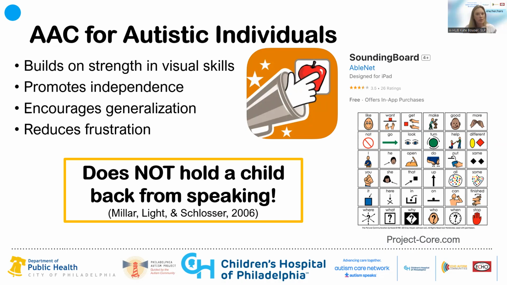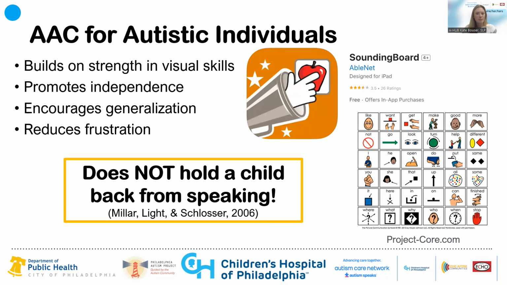And I think the most important thing is that AAC does not hinder speech development. So AAC does not hold a child back from speaking. It's a really, really common concern that we hear, that a child will become reliant on a form of AAC. It'll keep them from talking. We have a lot of good research in our field that shows that that's not the case. That's not something that we need to worry about.